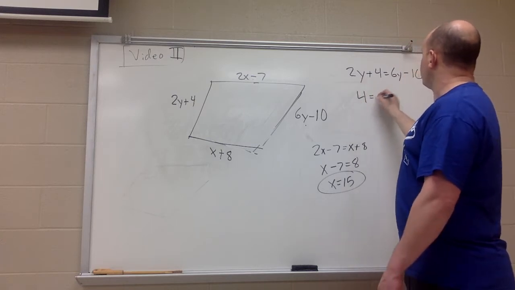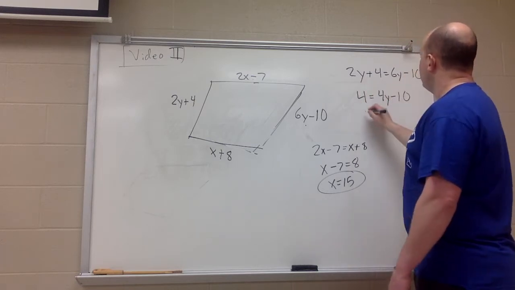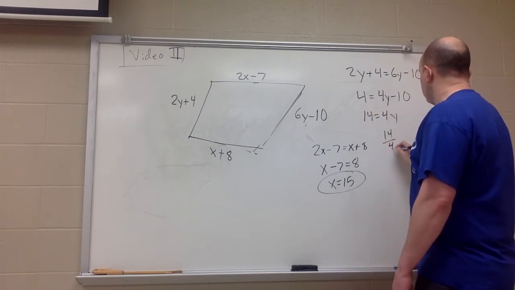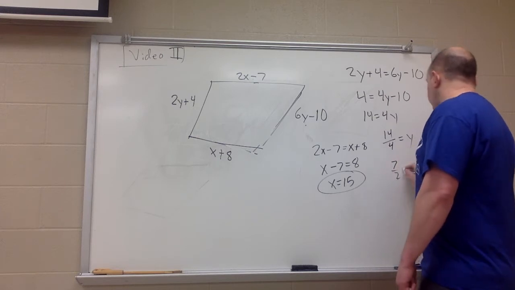Then 2y plus 4 has to equal 6y minus 10. So 4 is equal to 4y minus 10. 14 equals 4y. So 14 over 4 equals y, so 7 halves equals y.